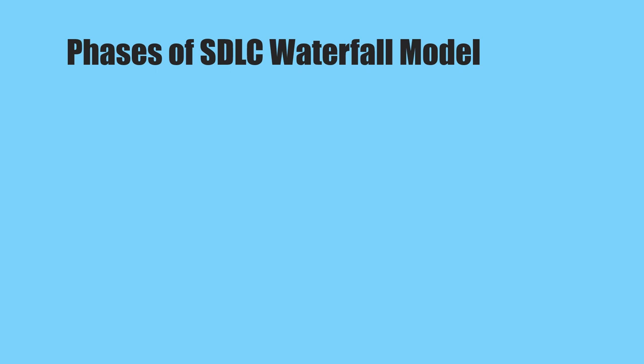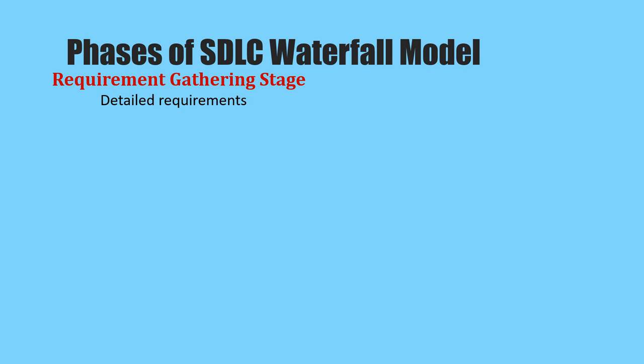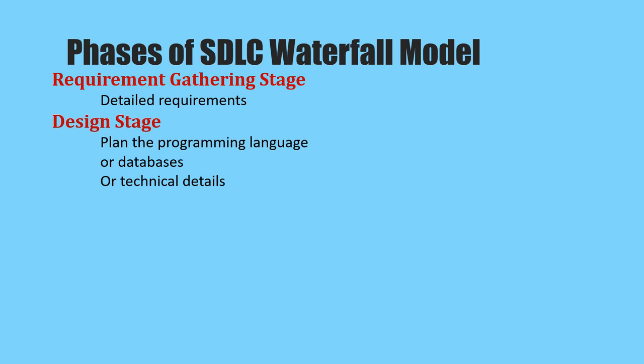Phases of the SDLC waterfall model. Requirement gathering stage. During this phase, detailed requirements of the software system to be developed are gathered from the client. Design stage. Plan the programming language, for example, Java, PHP, .NET, database like Oracle, MySQL, etc., or other high-level technical details of the project. Build stage. After the design stage is the build stage, which is nothing but coding the software.